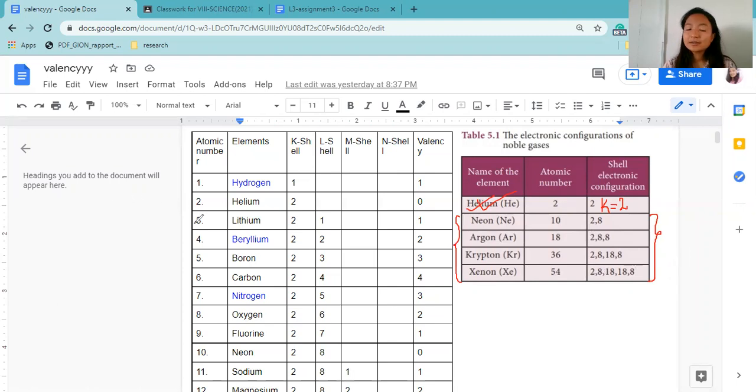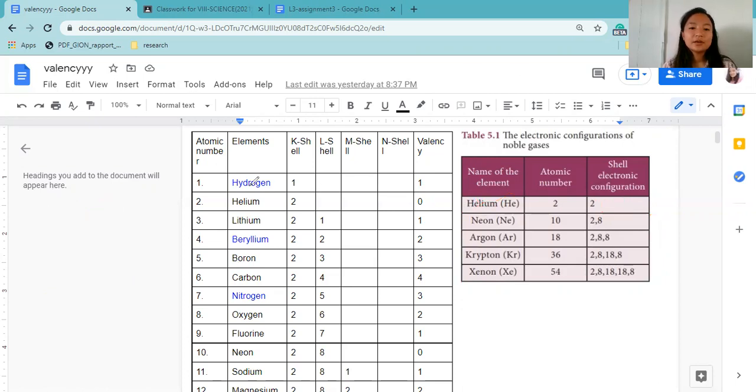All right, summarizing, atoms of elements either want to attain stability by having 2 electrons in the K shell, which is known as duplet stability, or they want to have 8 electrons in their valence shell to have octet stability. The remaining valence shells could be L, M, or N.